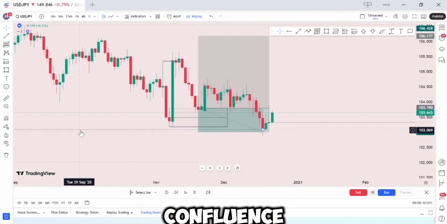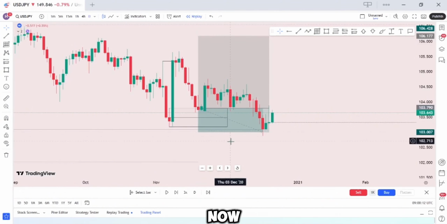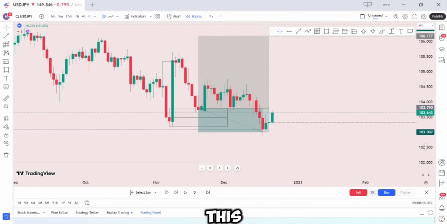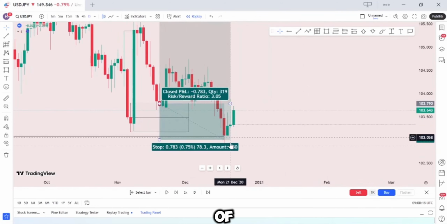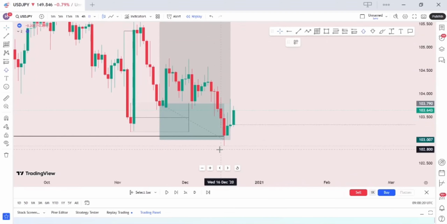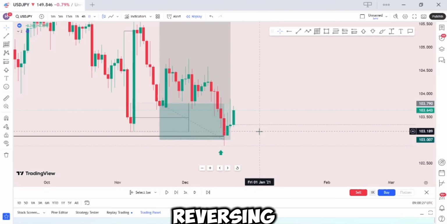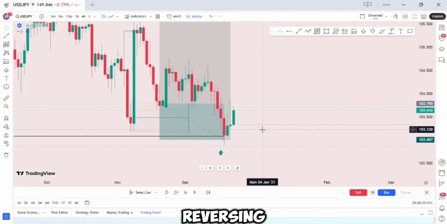Now that we have these confluences covered, we have a sweep of this low and the market is trying to push to the upper side. After you see a sweep of this low, you need to be confident in taking this trade because it always plays out. After a sweep, the market is reversing. You are not stopping this market from reversing. It must reverse. This market is no longer selling. So take note, be confident in your trade.